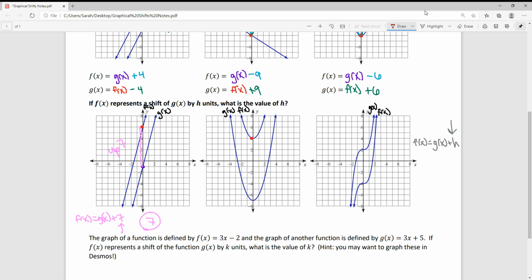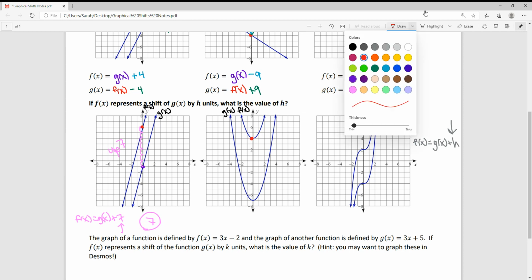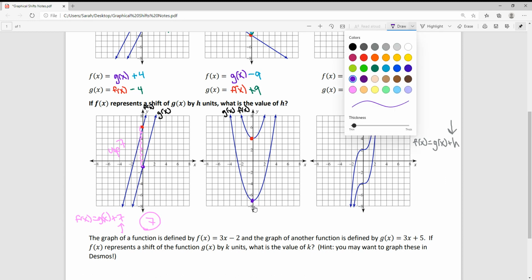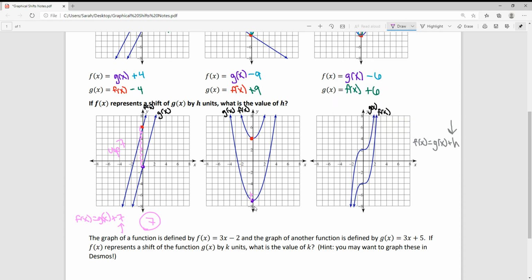This time, f of x is the inside U-shaped graph. G of x is the outside U-shaped graph. I'm thinking, how do I get from that purple dot to the red dot? I'm going to count just like I've done before. I'm going up 1, 2, 3, 4, 5, 6, 7, 8, 9, 10, 11. That was a lot. I went up 11. So my value of h is positive 11 because f of x equals g of x plus 11.